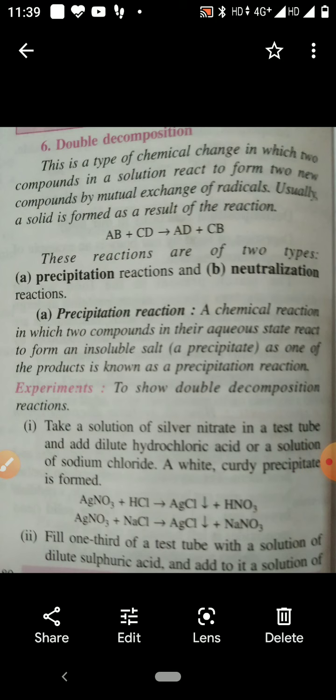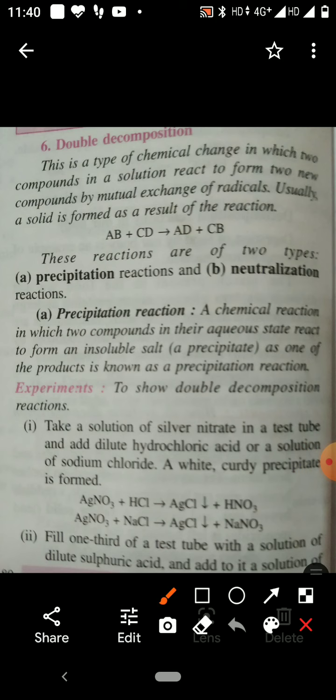Children, in this class I am going to explain double decomposition. What is double decomposition? Double decomposition is a type of chemical reaction in which two compounds in a solution react to form two new compounds by mutual exchange of radicals.